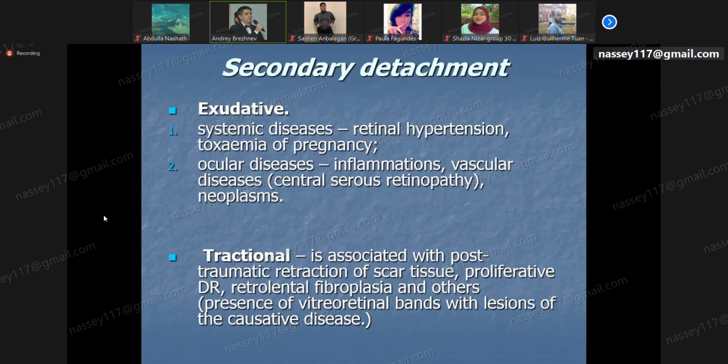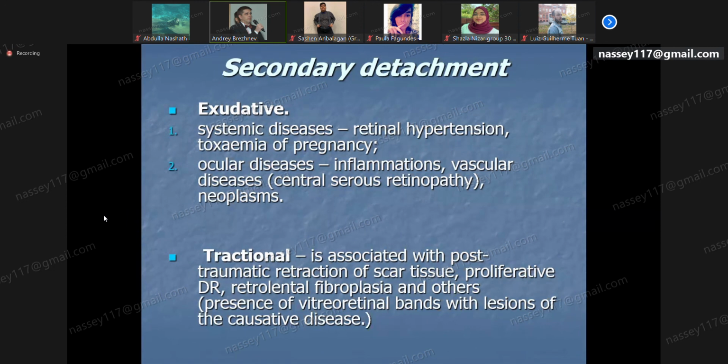As I said before, in case of exudative secondary detachment, the common causes can be grouped as systemic diseases, retinal hypertension, toxemia or pathological pregnancy, ocular disease like inflammation, vascular diseases, central serous retinopathy, which we discussed today, or tumors. It may be differentiated from a simple detachment by absence of photopsia, holes, tears, folds, and ultrasound examination can help us to differentiate between different types of retinal detachment.